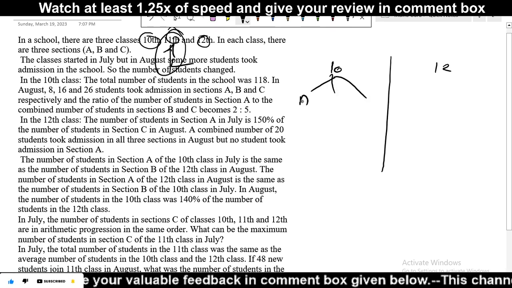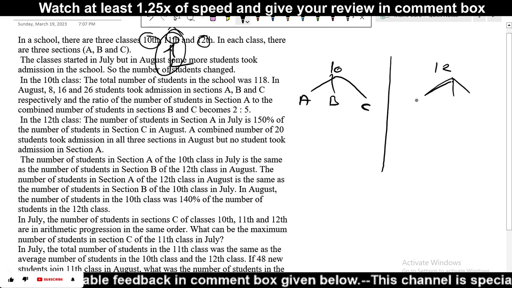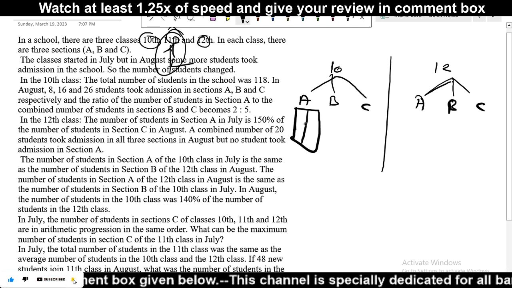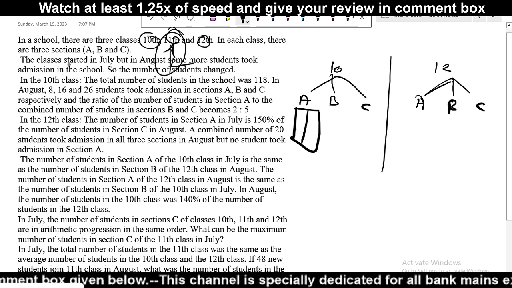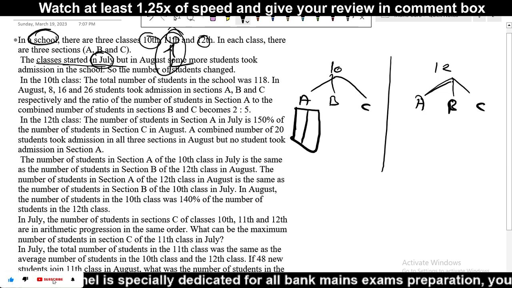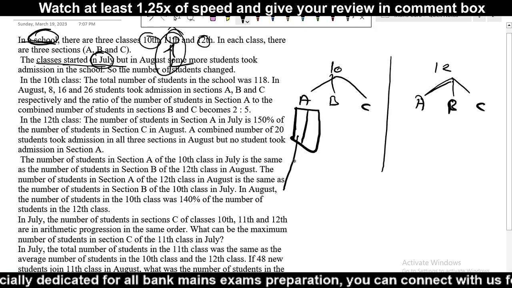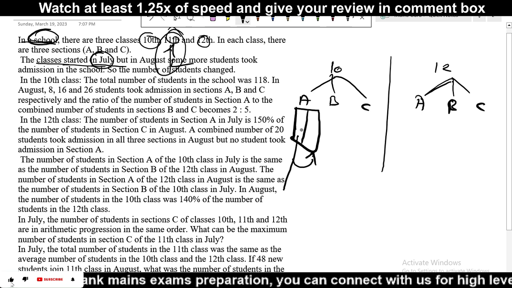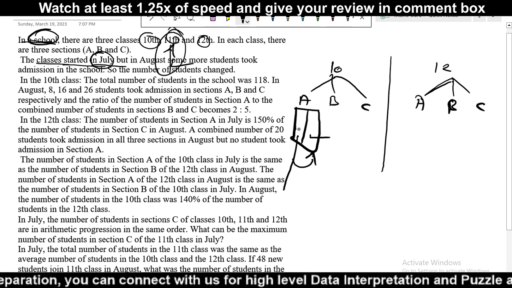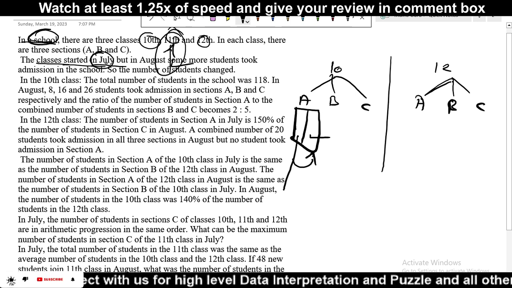In 10th class there are three sections, A, B and C. In 12th class also there are three sections, A, B and C. For each section we have to use two months. It is clearly said that the classes started in July. Let this be a school, and the classes of this school started in July. Then in the next month, August, the number of students increases somewhere and not in other places. Where it is increased, we will do calculations accordingly. I hope you understand the basic structure of this DI.